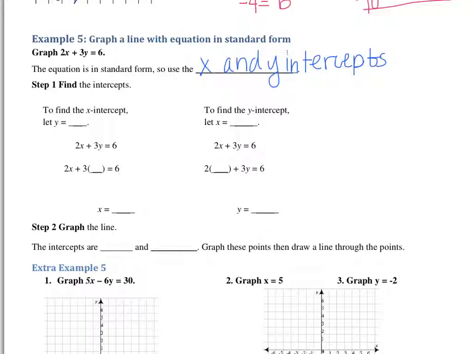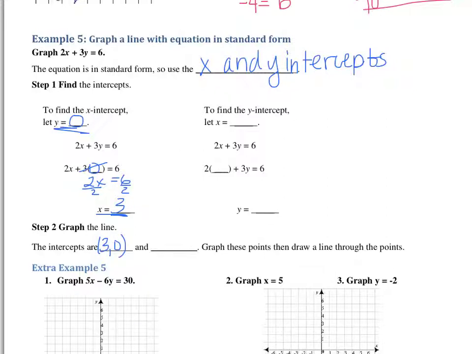So my first thing, to find the x-intercept, I'm going to let y equal 0. So I have 2x plus 3y equals 6. So 2x plus 3 times 0 equals 6. Since that goes away, 2x equals 6, divide both by 2, and x equals 3. So one of my intercepts is the point 3, 0.